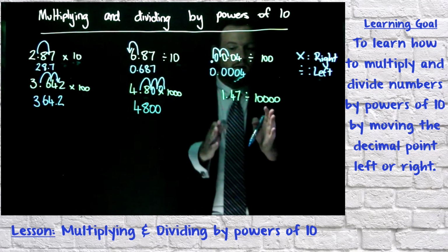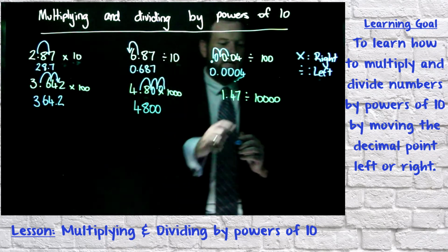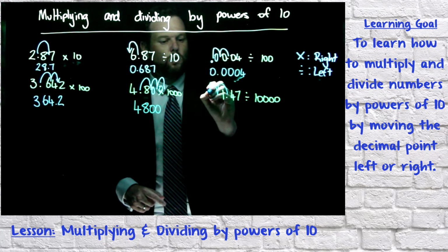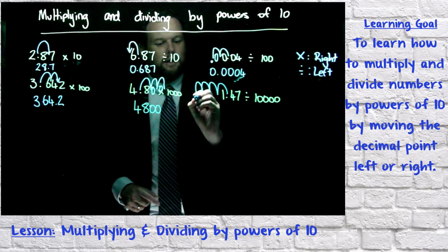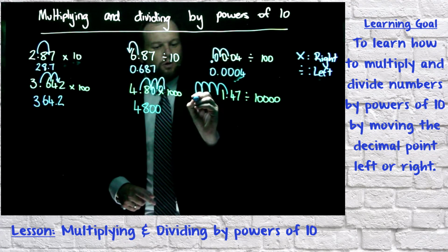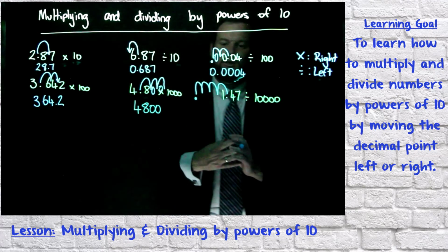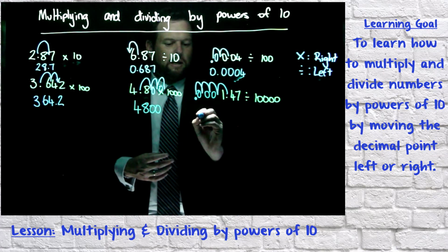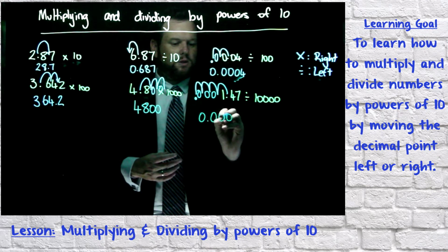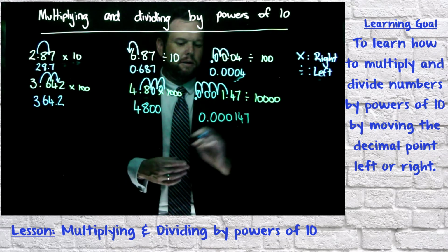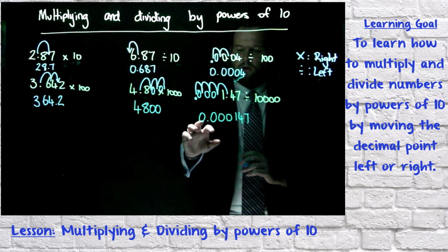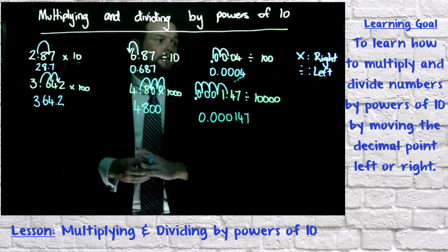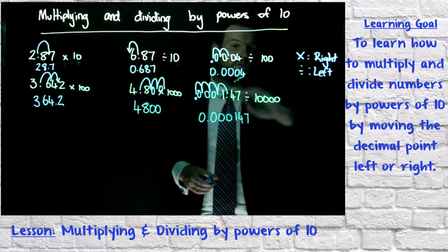With this one here, once again, we're dividing, so I've got to move to the left, and I have to move 1, 2, 3, 4 places. Now, when I do that shift, I always put my decimal point there to make it a little bit easier for me to see. And then I just add in those zeros, and my answer can just be copied out underneath, okay? So 0.000147.